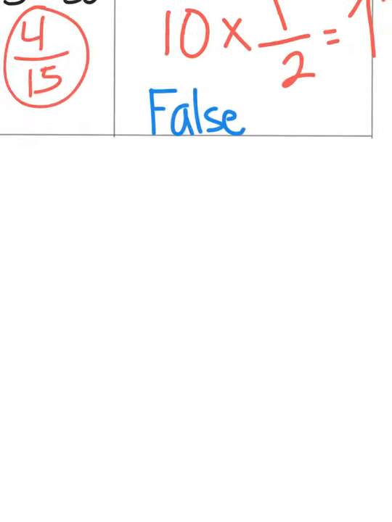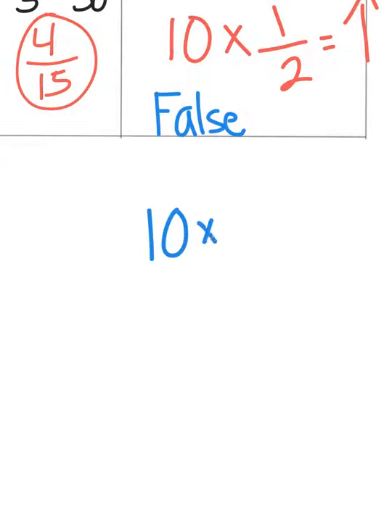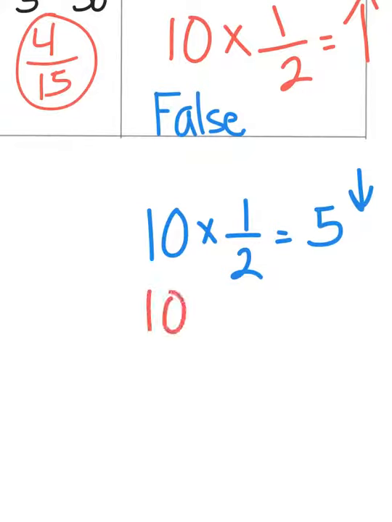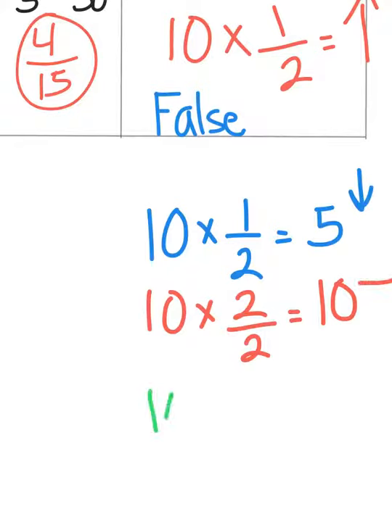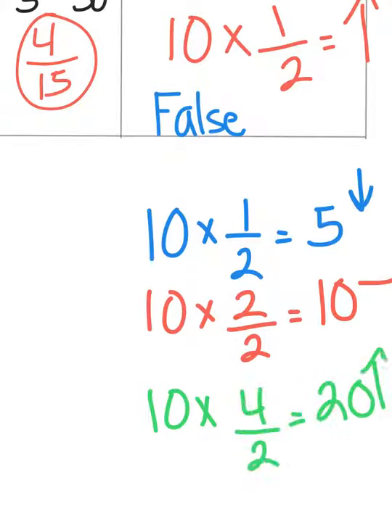I'll prove it to you. Let's say 10 times a half. Half of 10 equals 5, so you got less. When you multiply 10 times a whole, which is 2 over 2, you get exactly the same thing, which is 10. So you say the same. And then when you multiply 10 times 4 over 2, you get 20. You get more. So that's going to be the rule.